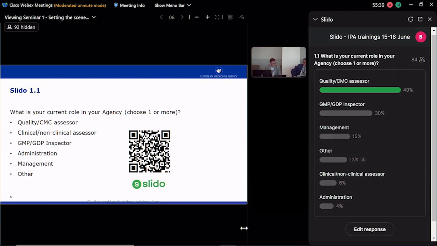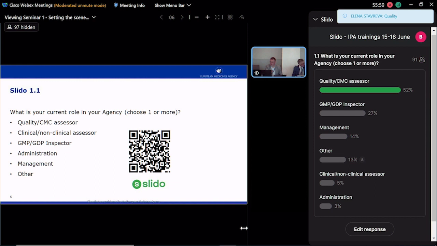Okay, we have a good response now. We're up to 84 replies at this stage, 86. And what I can see on the screen is that slightly over half, 52% of us in the room are quality CMC assessors, like myself. A quarter of the participants are GMP or GDP inspectors. 15% of participants are in a management role. And I think that really covers the majority.